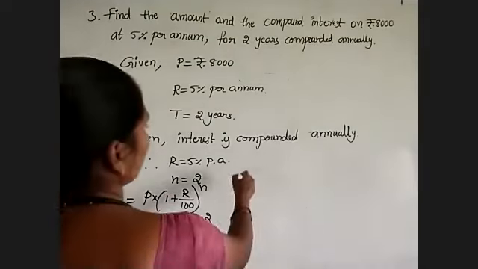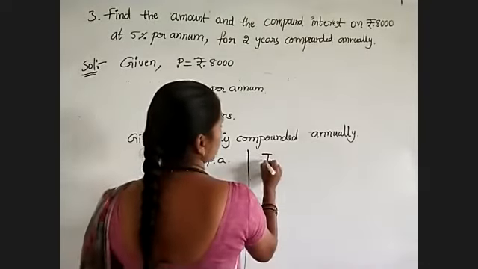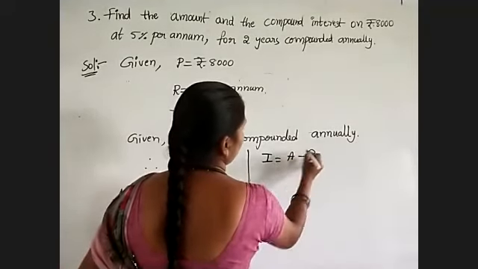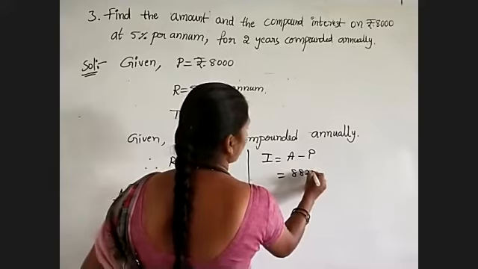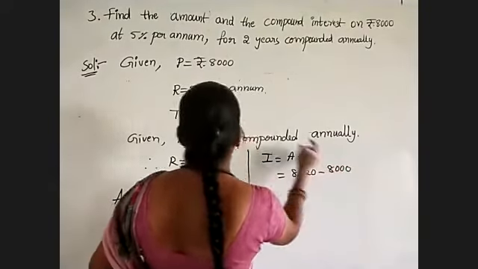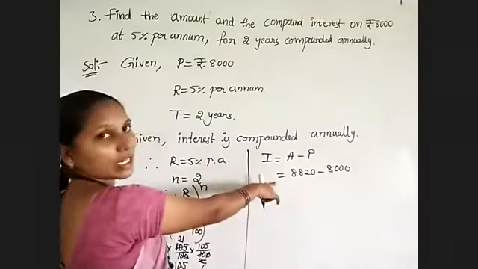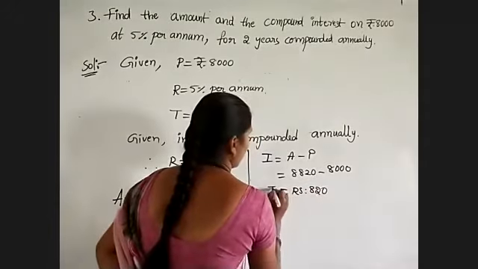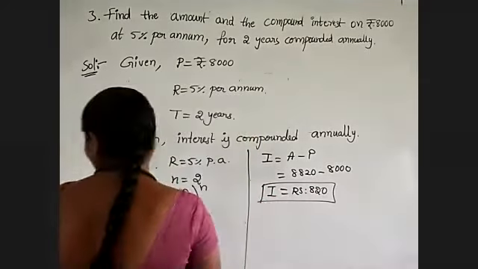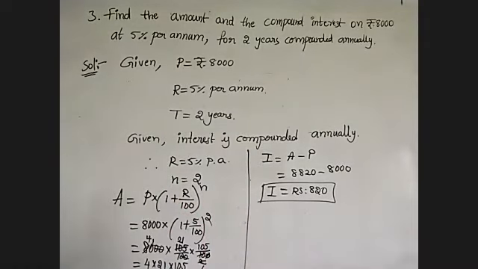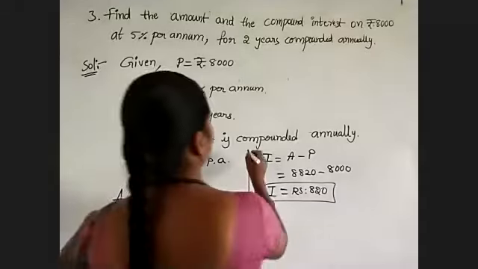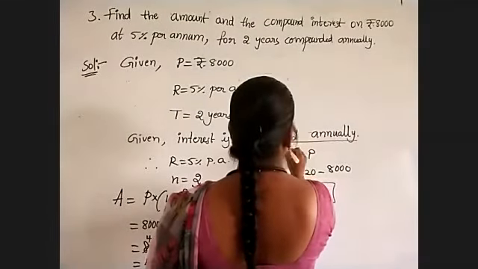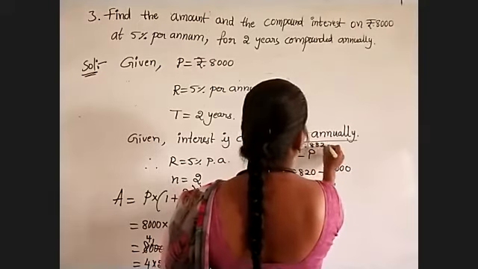And we need to find the interest also. Interest is equal to amount minus principal. Amount is 8,820. Principal is 8,000 rupees. We got the amount 8,820, so their difference is 820 rupees. So here we got amount equal to 8,820 after the calculation.